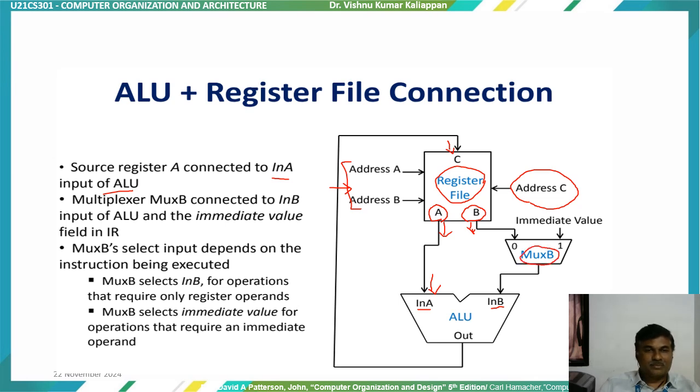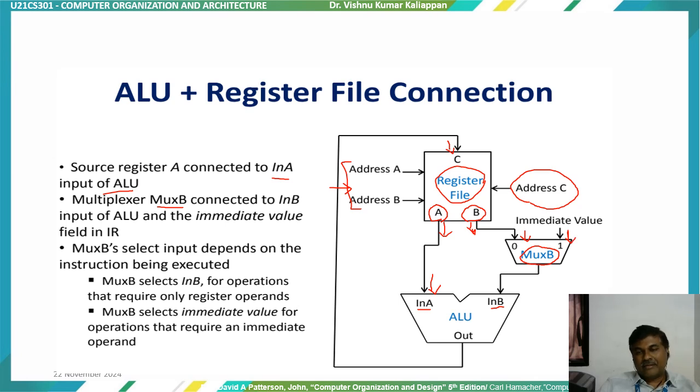What is MUX B? MUX is the multiplexer B. So the multiplexer MUX B is connected to the in B of the arithmetic logic unit and the immediate value field in the IR. The multiplexer is always many to one, as we used to say. You might have studied this in your previous courses in the first year of engineering. Here the multiplexer has two inputs and one output.